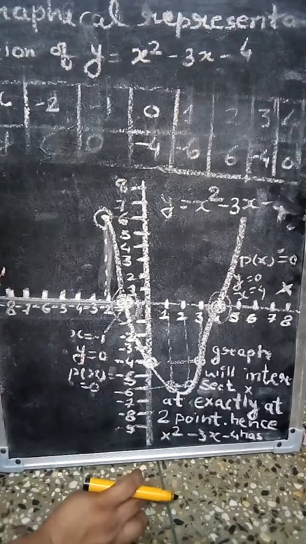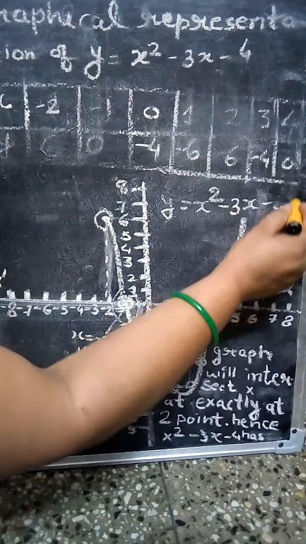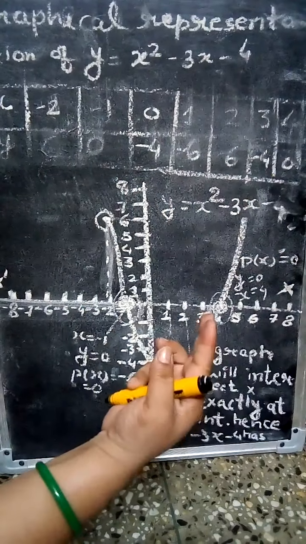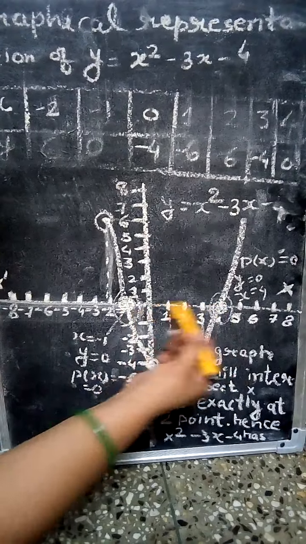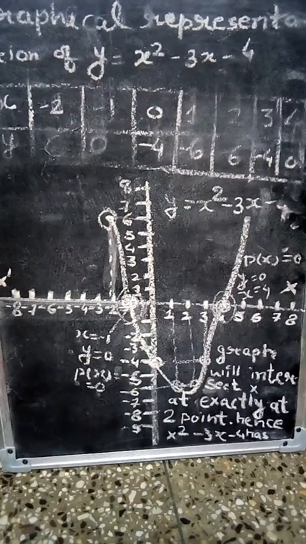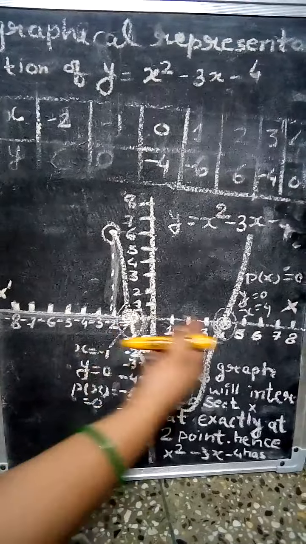So in this way we can say that with the graphical method we can also verify that the quadratic polynomial has exactly 2 roots, and these are the 2 points, and these are the 2 roots of the polynomial. Thank you. I hope you have understood that the quadratic polynomial has exactly 2 roots.